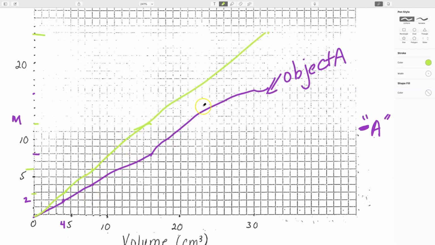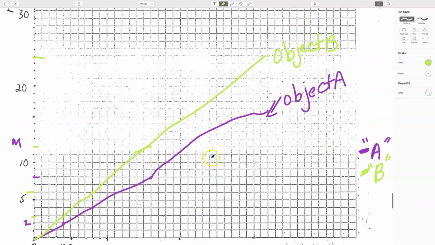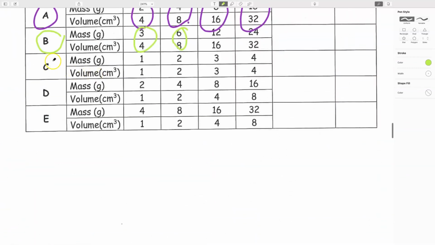And once again, if you have a different colored pencil, you could say on your key that this was object B. If you don't, you literally can just label the line object B. So I plotted the first two. Now that you have an understanding of this, you're going to go back. You can plot, perhaps with different colored pencils if you have them. If not, with whatever you want to do.